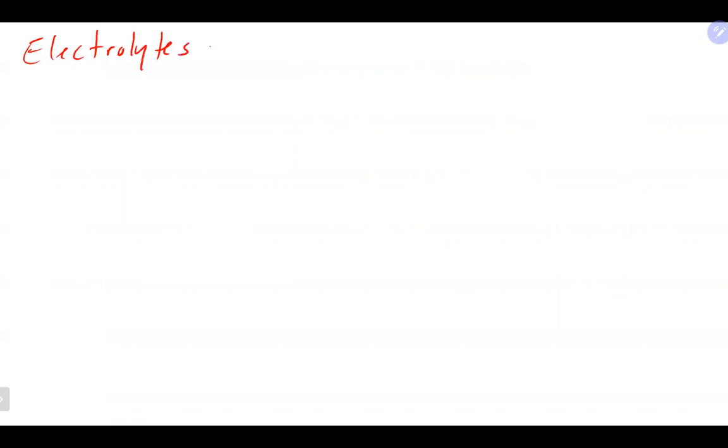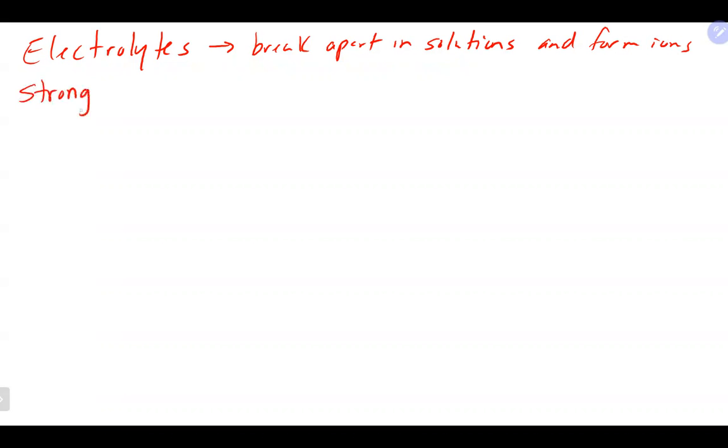Electrolytes are things that break apart in solutions and form ions. So these are things that when they go for basically a swim in water, they break apart into ions. And because they break apart into ions, they're able to conduct electricity. So there's a couple of types of electrolytes. The first one is a strong electrolyte. And a strong electrolyte will 100% break apart into ions.